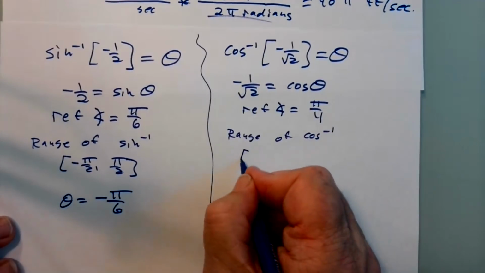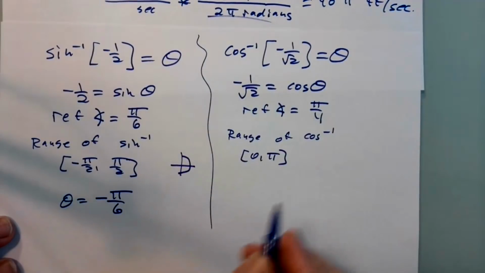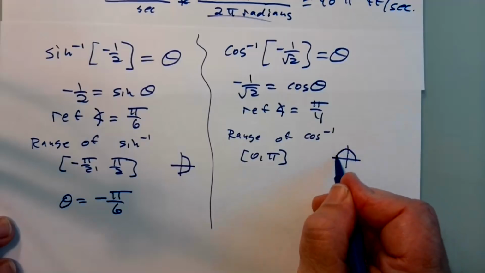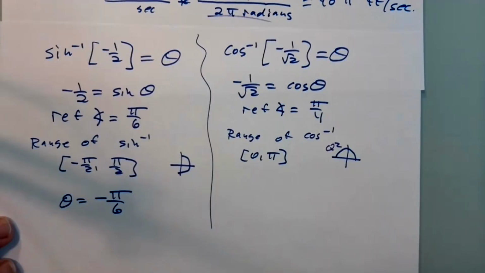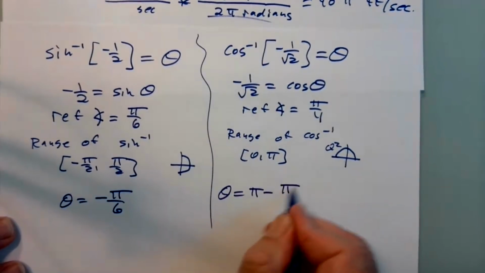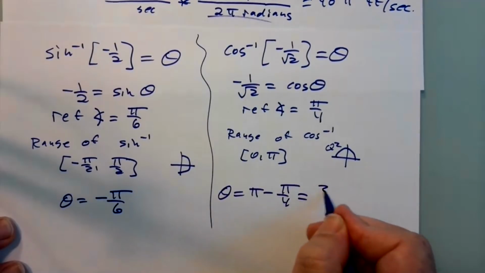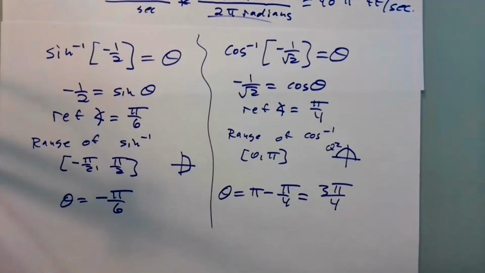The range of inverse cosine is 0 to pi. So back for inverse sine, from -pi/2 to pi/2. For inverse cosine, from 0 to pi, which for a negative number will put me in quadrant 2. So my reference angle is pi/4, so theta will be pi minus pi/4. 4 pi/4 minus 1 pi/4, 3 pi/4 will be my value for the inverse cosine of -1/√2. Okay, we want to move to some graphing.